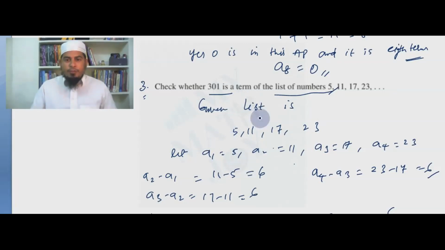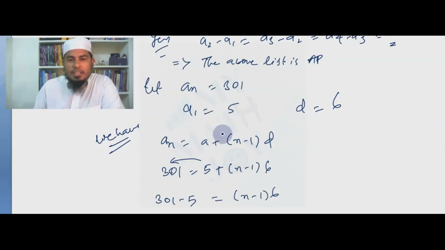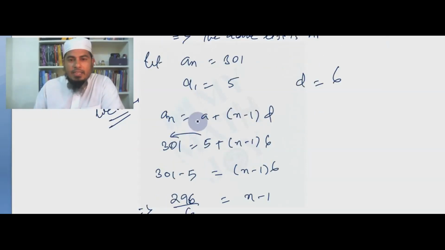So let us move with the same formula. What is the formula? AN is equal to A plus N minus 1 into D. Yes, AN is equal to A plus N minus 1 into D. Let's proceed. AN is this one, A is this one. AN is equal to A plus N minus 1 into D. AN is 301, 5 plus N minus 1 times 6. We have to find the N value.